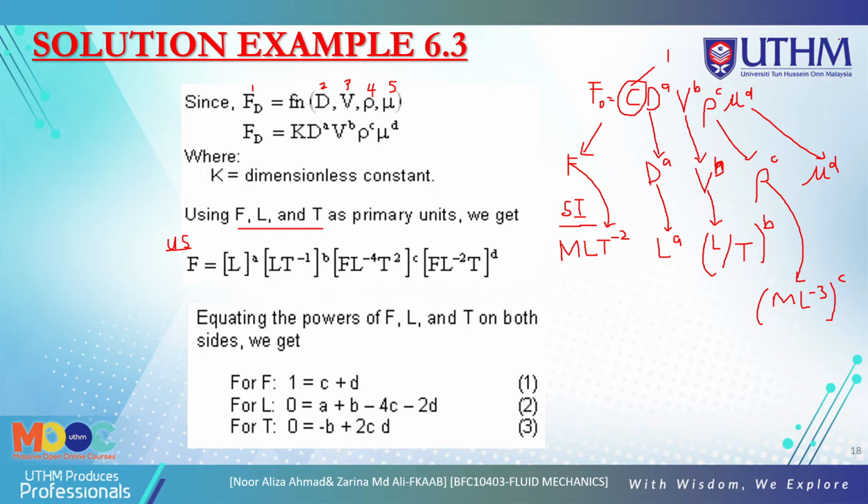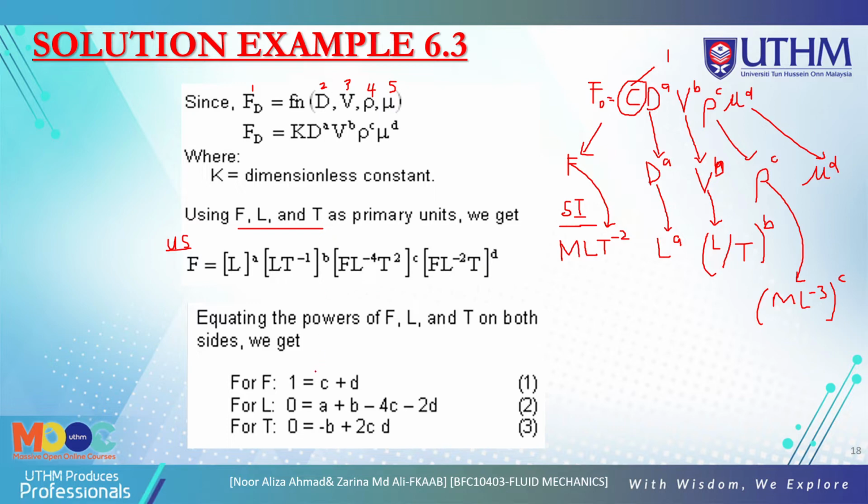So you just try to solve based on the SI unit, based on this one. But look at the example here based on the US unit. So equating the power of F, L and T on both sides, we get the following. For the F here, only F is one, no L and no T, so that's why it is 0 for the left side here.